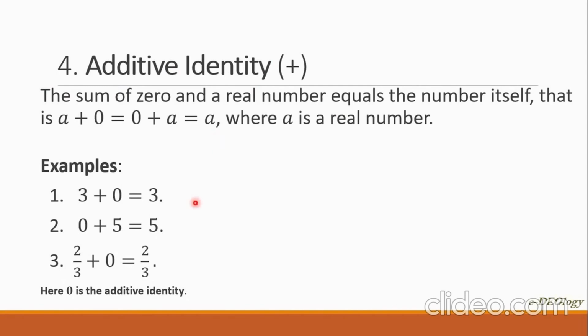We have 3 examples here. The first one is 3 plus 0 equals 3. Second example, 0 plus 5 equals 5. Third example, the fraction 2 over 3 plus 0 equals 2 over 3. Again, the number 0 is the additive identity.